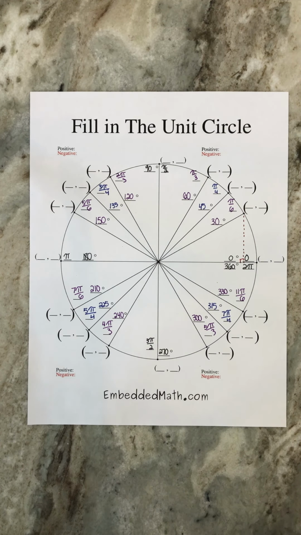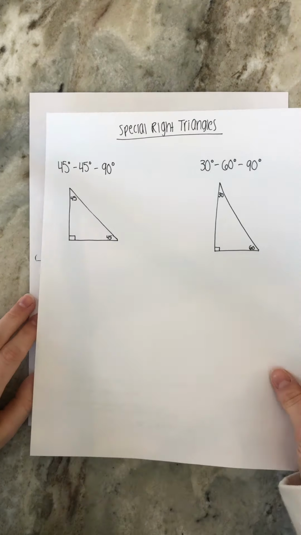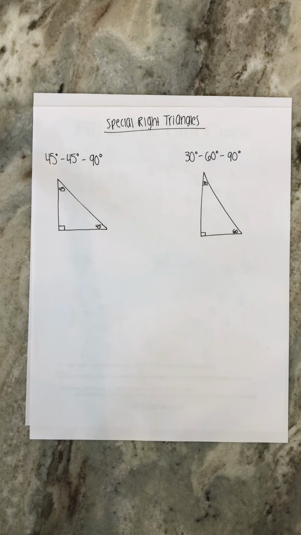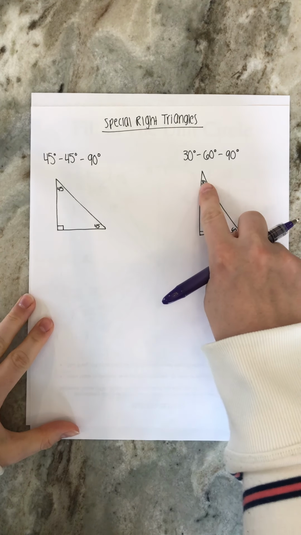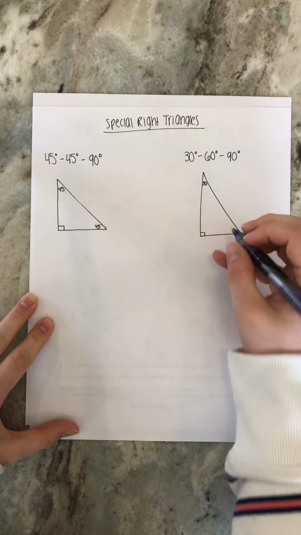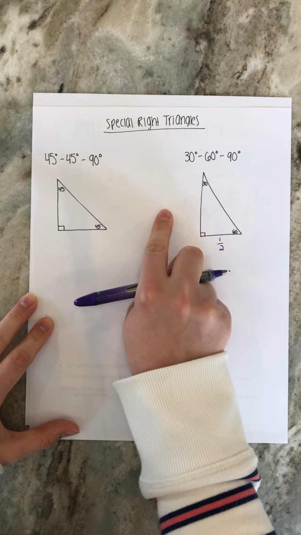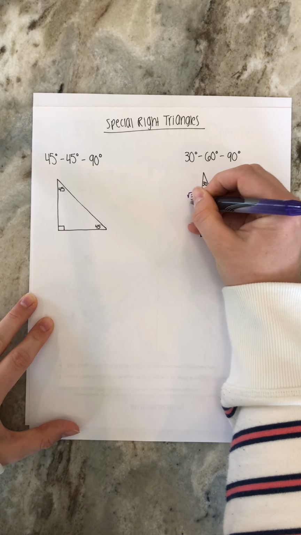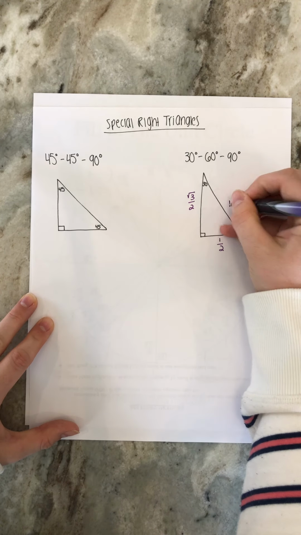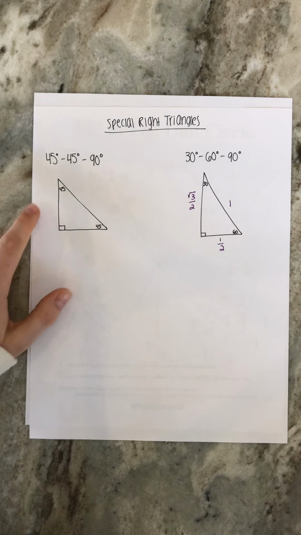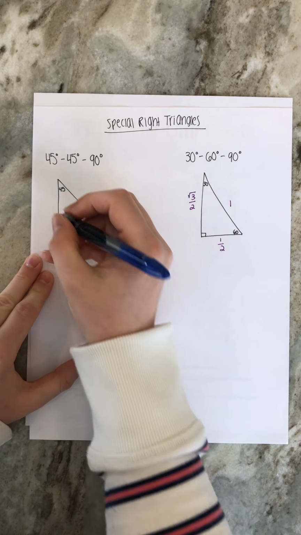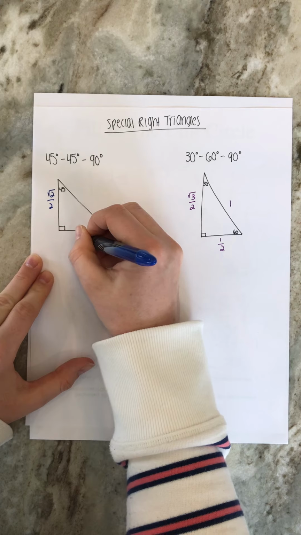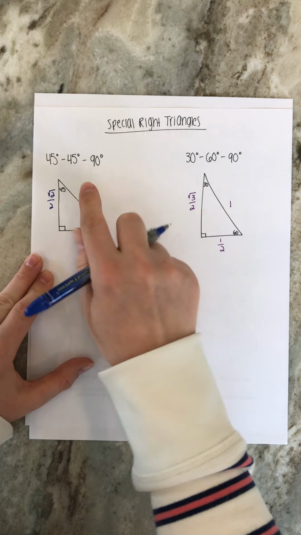In geometry, you learned about a couple types of special right triangles. These right triangles were the 45, 45, 90 and the 30, 60, 90 right triangles. So in our 30, 60, 90, the side across from 30 has a measurement of 1/2. The side across from 60 has a measurement of square root of 3 divided by 2, and the hypotenuse is 1. For our 45, 45, 90 triangle, the two legs are equal to square root 2 over 2, square root 2 over 2, and our hypotenuse is also 1.